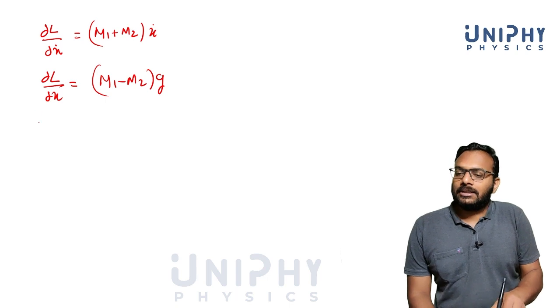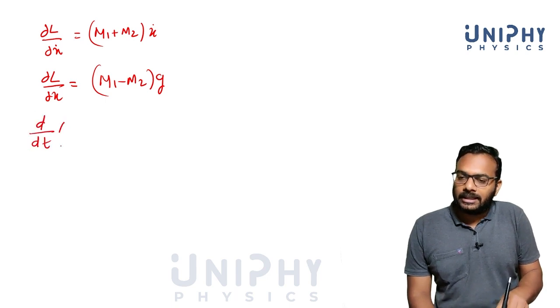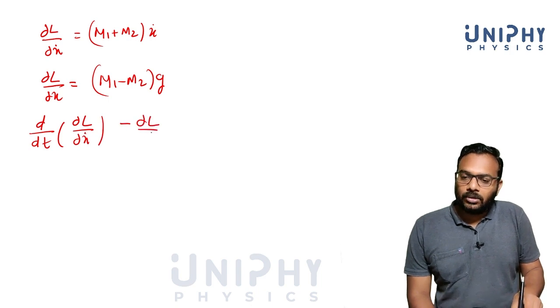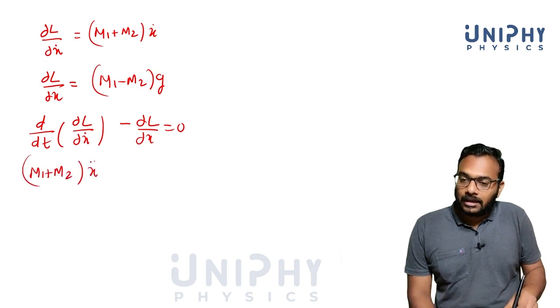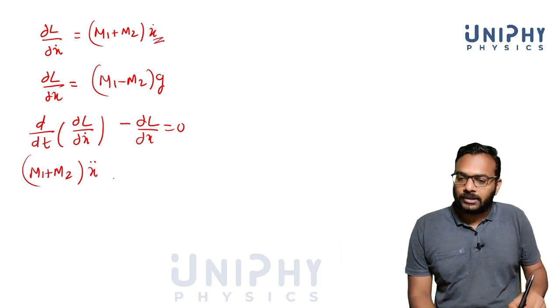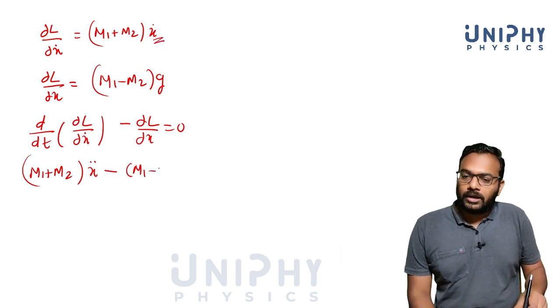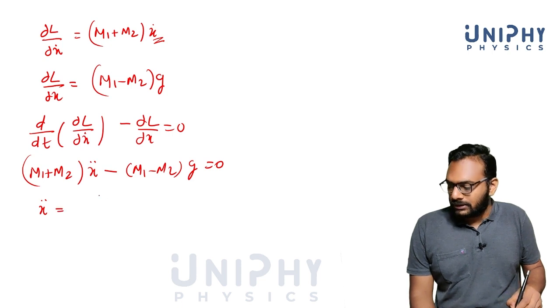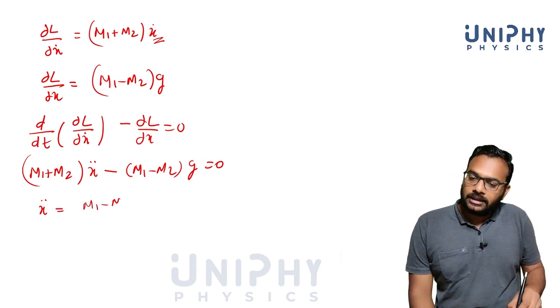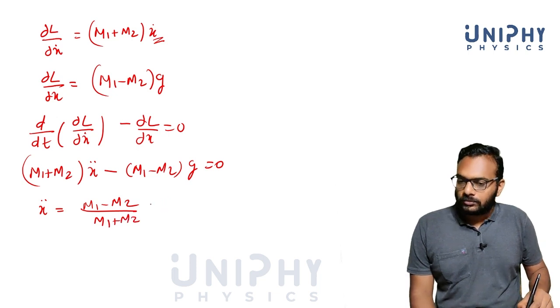Now Lagrange's equation, the equation of motion, is simply this: d by dt of dou L by dou x dot minus dou L by dou x is equal to 0. That means (m1 plus m2) x double dot, taking the derivative with respect to time, minus (m1 minus m2) g is equal to 0. Or we can rearrange this and find x double dot. You see that x double dot is equal to (m1 minus m2) divided by (m1 plus m2) times g.